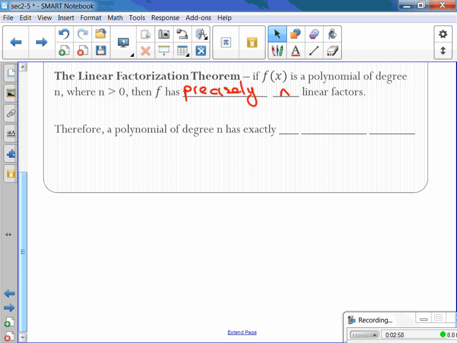Therefore, a polynomial of degree n has exactly n complex zeros. Again, as I said before, complex doesn't necessarily mean it's imaginary. It can also just be a real number.